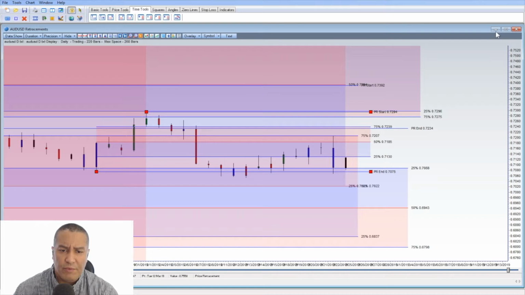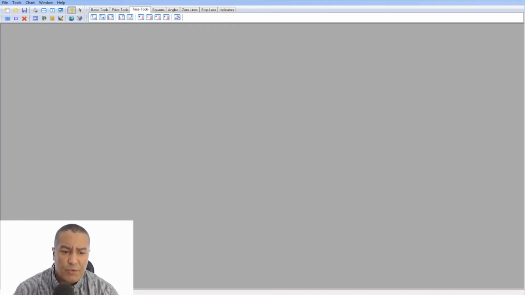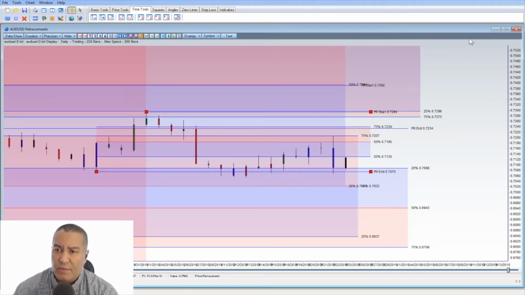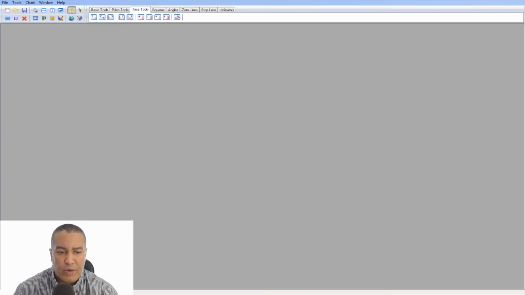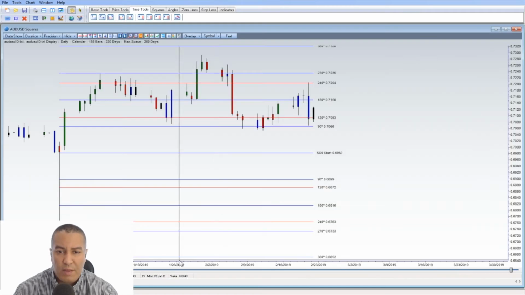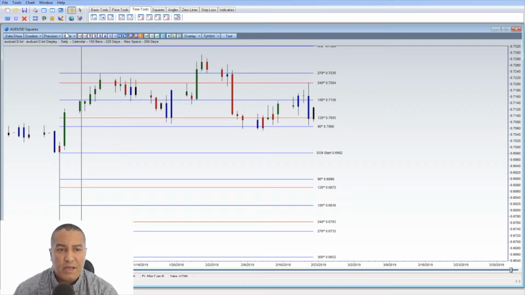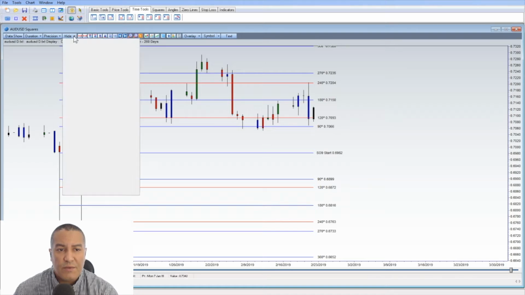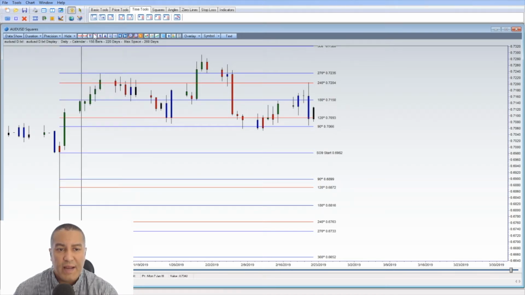So that's the retracement level. Now we're going to the square. Got the same one. Sorry. We go to the square now, and this is using the Square of 9 Gann emblem.